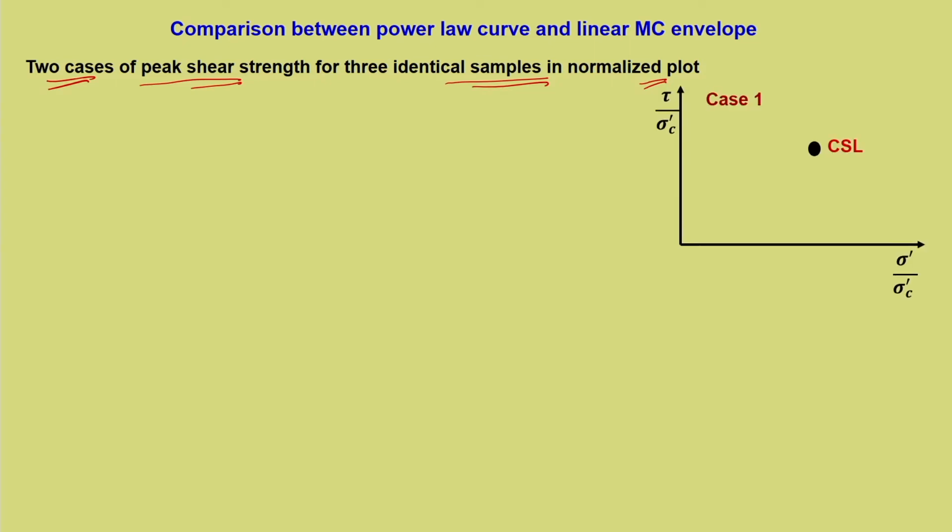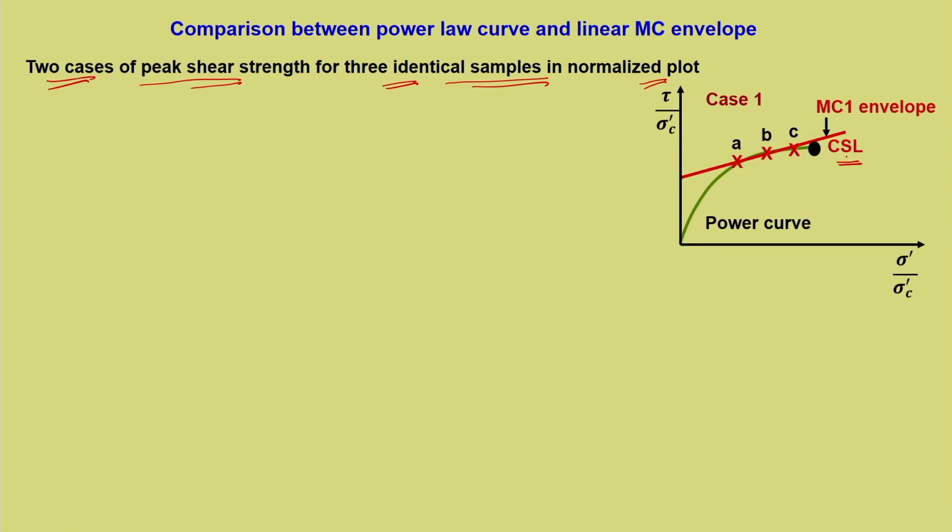Now, the first case, case 1, on the normalized plot. This is the power curve, which is the more general representation of the peak state. Let us consider these three identical samples are A, B and C. Now, why is this case 1? In case 1, the three identical samples are close to the critical state line, that is, towards the critical state line or the rightmost portion of the peak curve.